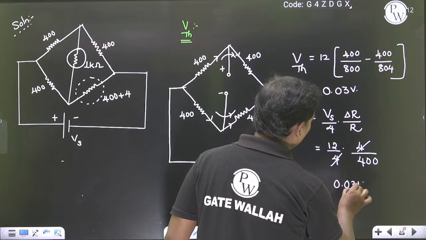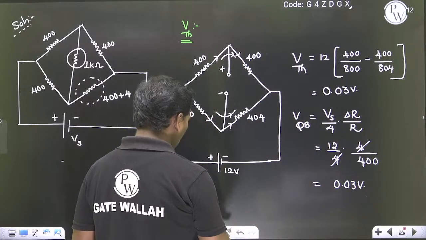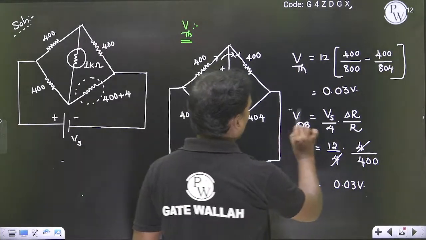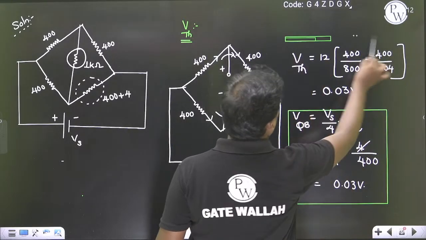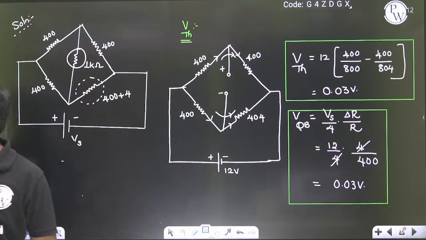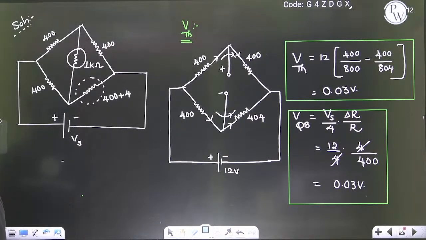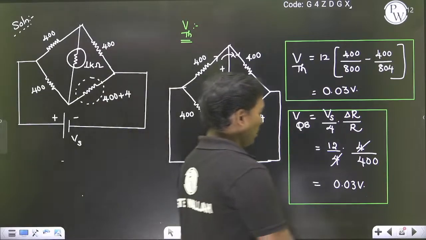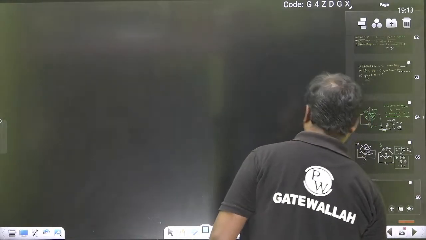Same answer coming, right? So when the bridge is open, we can apply the quarter bridge formula. So V Thevenin's is 0.03, we got it from the quarter bridge formula. Those of you who are watching live, can you confirm whether you got the same answer or not? So V Thevenin's we got. Let us go to the next, R Thevenin's.